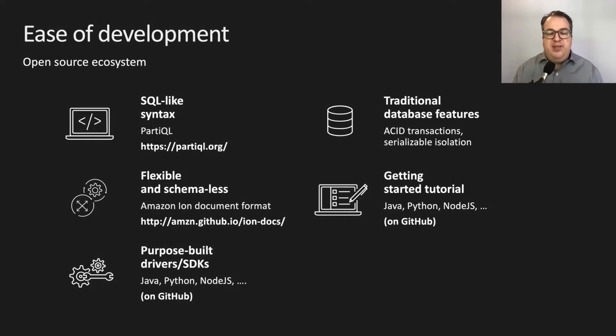In order to make development easy, we adopted the philosophy of open sourcing our client libraries, frameworks, and utilities. QLDB is queried using an open source SQL-like language called PartiQL. Data is stored in QLDB in the form of Amazon Ion documents. Amazon Ion is a superset of JSON that adds native data typing. AWS offers drivers for QLDB in a variety of programming languages, and those drivers are available on GitHub. We've also released sample applications and tutorials, all available on GitHub as well.